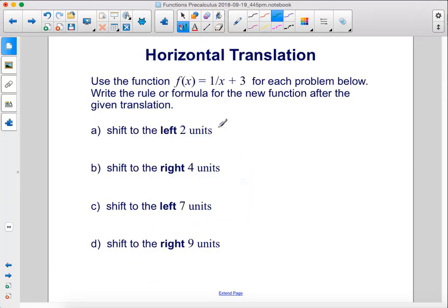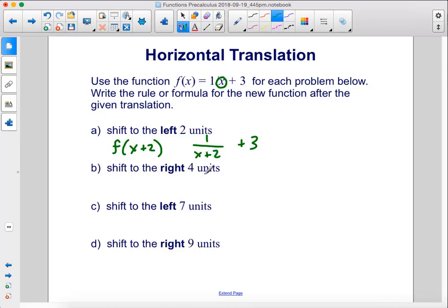Use the function f of x equals 1 over x plus 3 for each problem below. Write the rule or formula for the new function after the given translation. Shift to the left 2 units. So this is going to be f of x plus 2. Because if we go to the left, we're going to have a plus sign here. So that would be, plugging in x plus 2 here, 1 over x plus 2 plus 3. So all I've done is replaced this x with x plus 2.